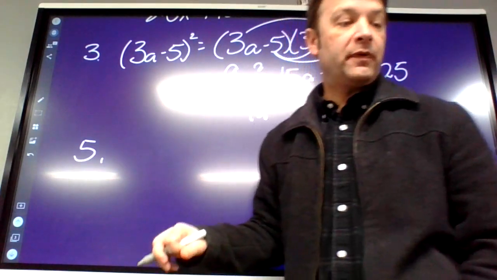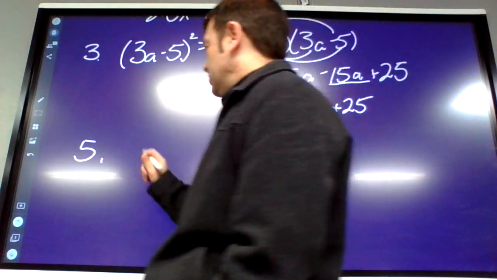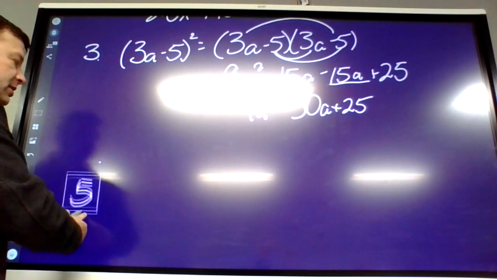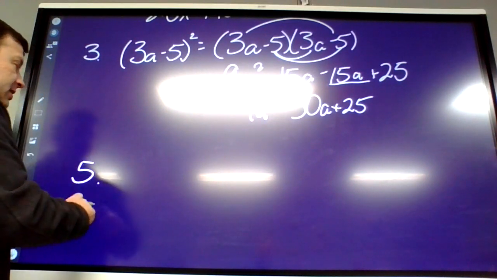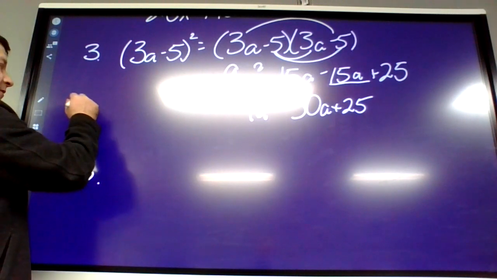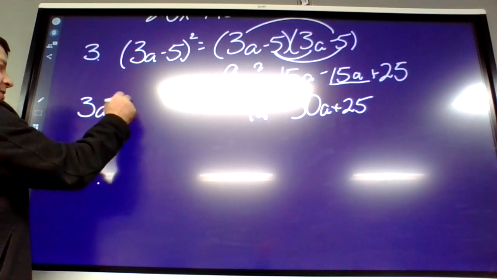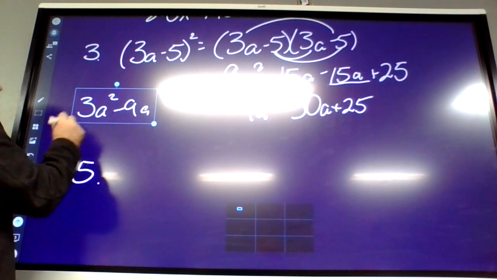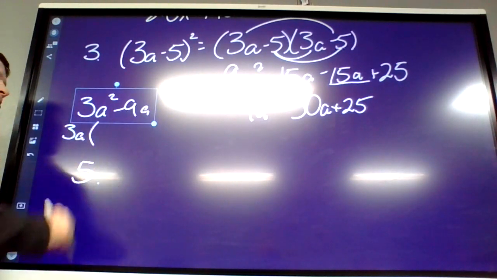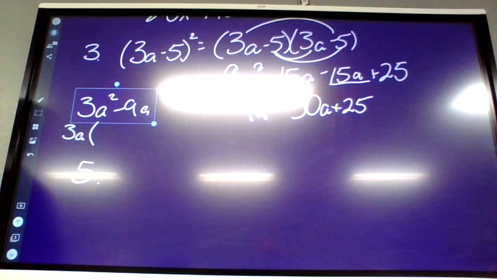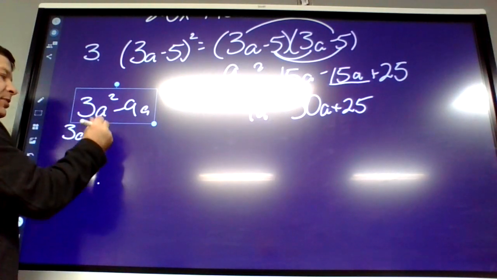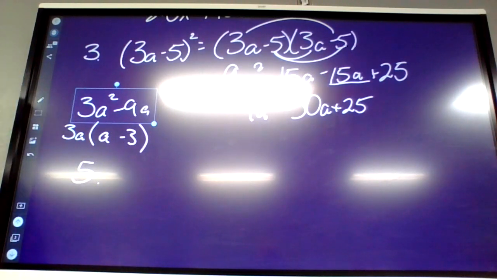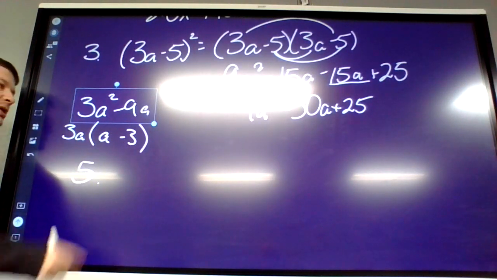Number 5, how do you factor? There are 3 main ways we learn to factor. Well, 3 or 4, depending on how you list them. The first one was to take stuff out. You guys remember this? For example, if we had 3a squared minus 9a, we could take out a 3a, because both of those are divisible by 3a. If you divide both of those by 3a, what you're left with goes inside. Okay, that's take stuff out.